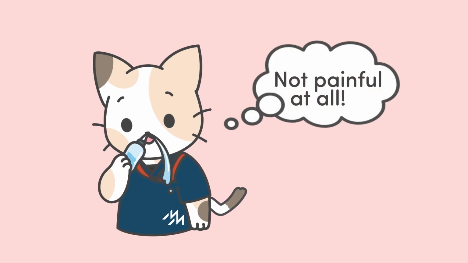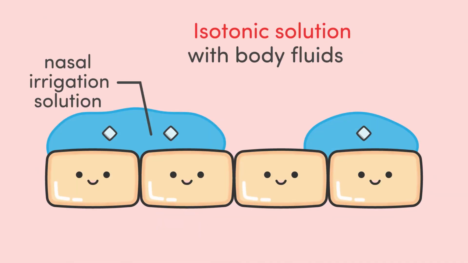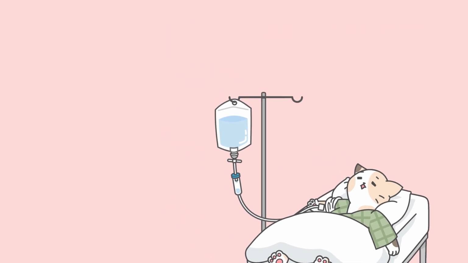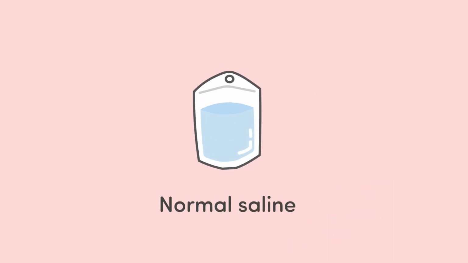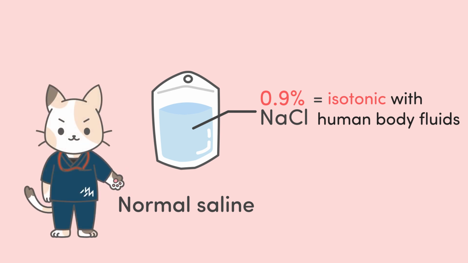So, what about the nasal irrigation solutions used to treat conditions like hay fever? In fact, these solutions are adjusted to have the same osmotic pressure as body fluids, that is, they are isotonic, to avoid such irritation. Of course, the same applies to intravenous fluids, they are adjusted to minimize irritation. A typical example is normal saline. Normal saline is adjusted to a salt concentration of 0.9%, which is isotonic with human body fluids. This is an important piece of knowledge, so make sure to remember it, including the concentration.